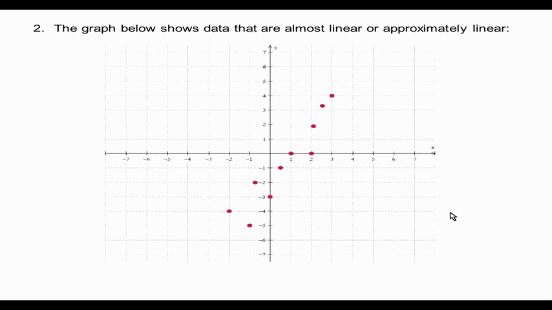Now, the line that closely approximates them may or may not pass through any of them. That's sometimes the problem with data that are almost linear, that your so-called best line may not pass through any of the points.